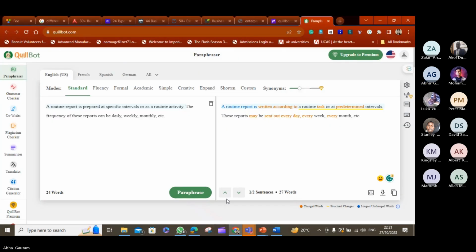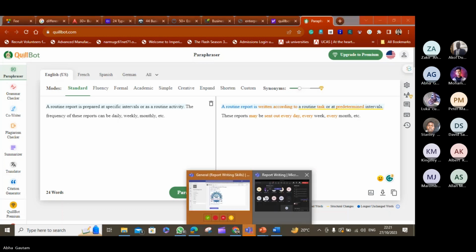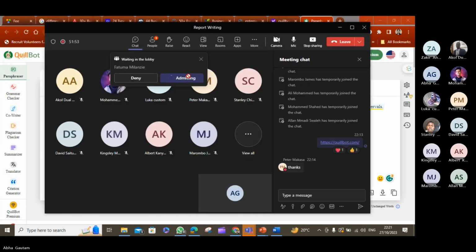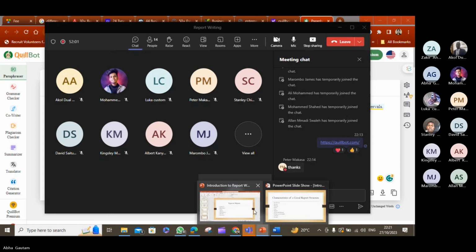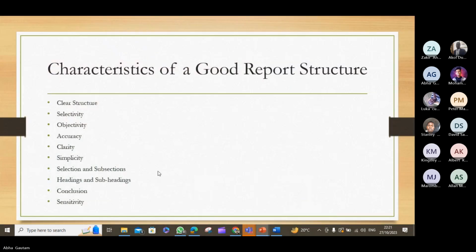Okay, where is it? Yeah, so this was about the characteristics of a good report structure.